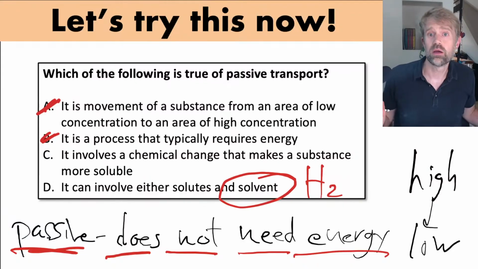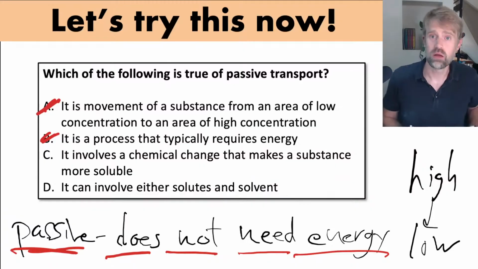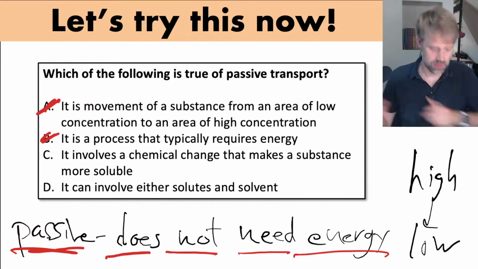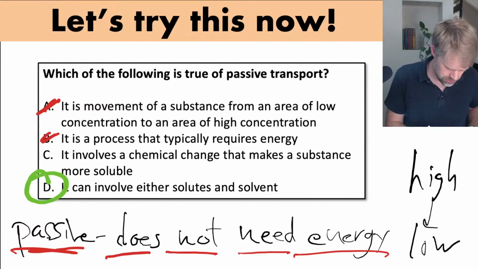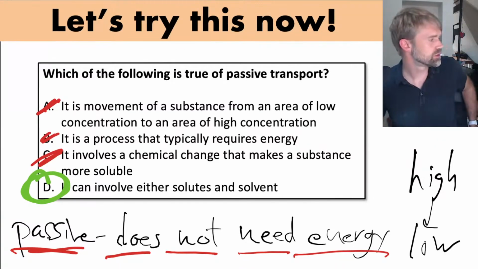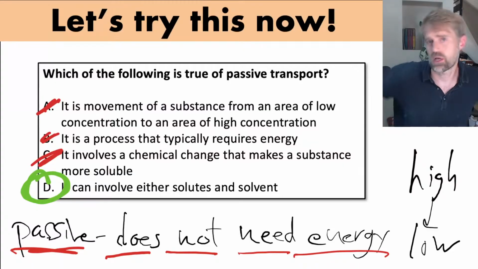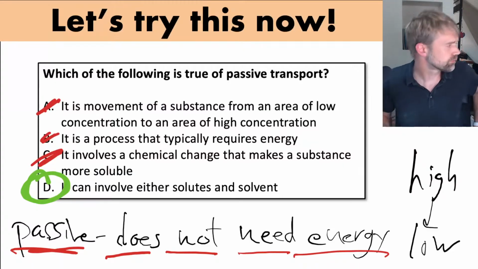Absolutely. When solvent moves from high to low, it's osmosis. When water moves from high to low, it's passive transport. It's osmosis. So there we go. D is correct. C is total garbage. Solute or solvent can do passive transport because osmosis is passive transport.